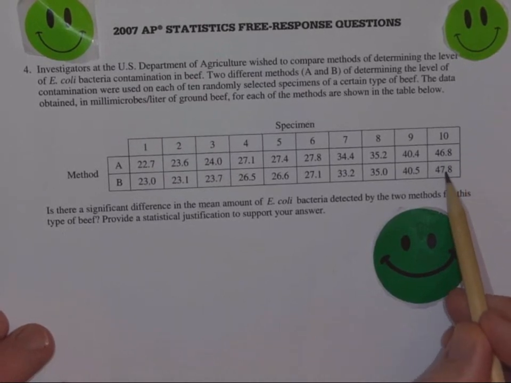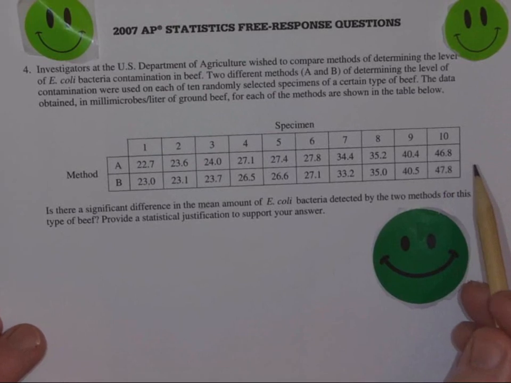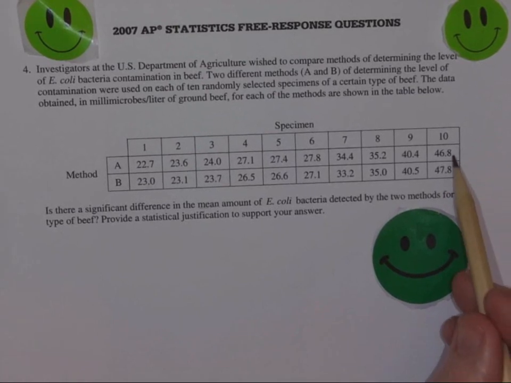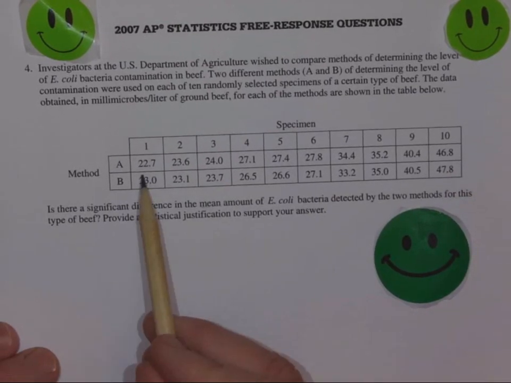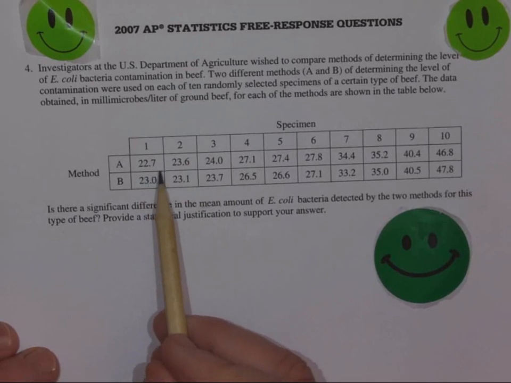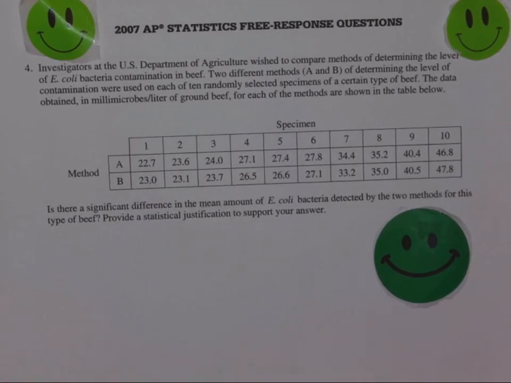This one goes with this one. If it has a high level of contamination, it's going to be high for both method A and for method B. But if it has a low level of contamination, it's going to have a low value for A and B. So that's not independence. The occurrence of one is associated with a change in the value of the other one. So we have to do what is known as a paired t-test.